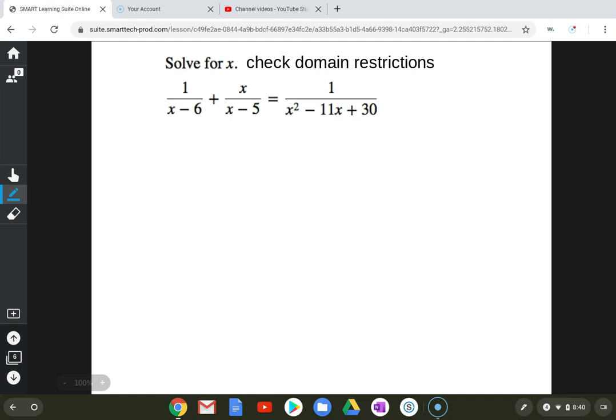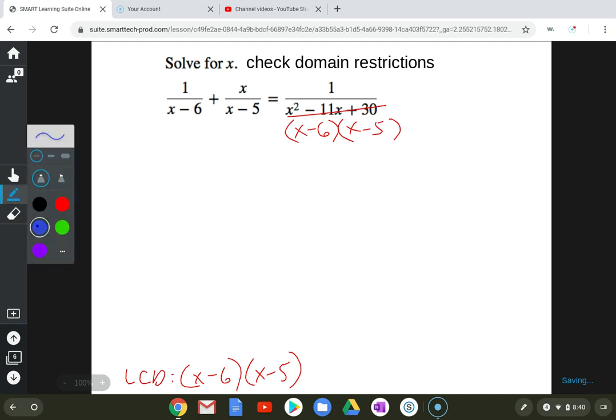Whoa! What happens when we've got 3 terms? It's exactly the same. What I'm going to do first is just factor this term out. And lucky us, it factors into x minus 6, x minus 5. So our LCD is x minus 6 times x minus 5. Now I'm going to write this all out so you can see what's going on.